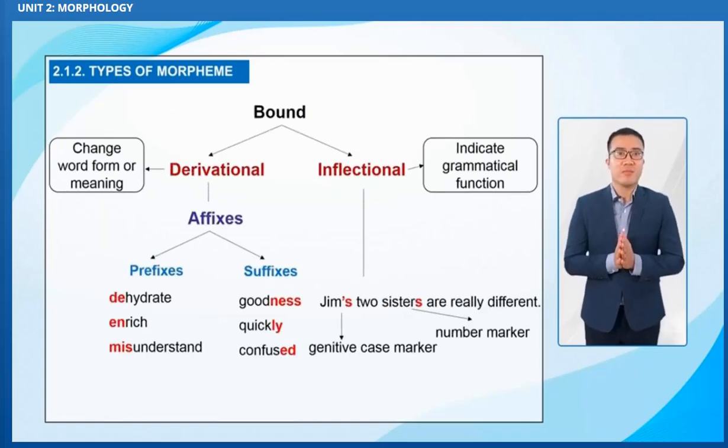The final way to look at morphemes is to break down bound morpheme into derivational morpheme and inflectional morpheme.